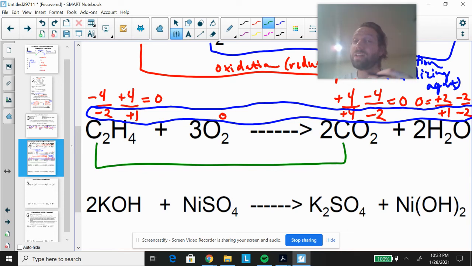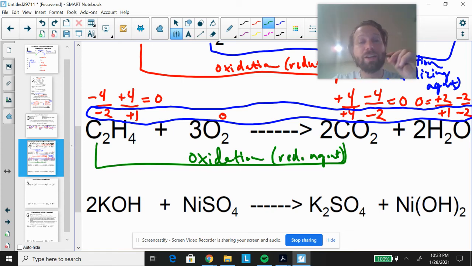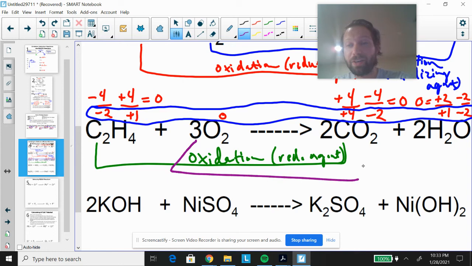You get more positive, if you're talking about electrons, by losing them. And so this is going to be loss of electrons, LEO, OIL RIG, right? Oxidation is losing, it's oxidation. Again, it's also called the reducing agent, or RED agent, okay?